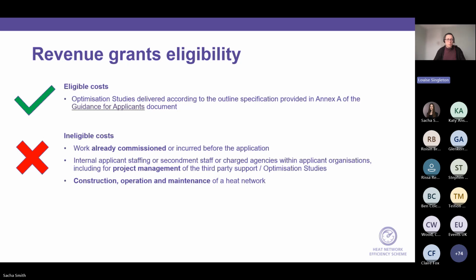And then on the next slide, we talk about revenue grants. Again, in the guidance for applicants document, these slides will be shared afterwards, so you'll have the links, but we can also put the links in the chat, I think, to the document. We set out in Annex A of that document what we expect to see from an optimization study. So you can see, and also what you should expect as a client of a consultant, what should be covered by that optimization study.